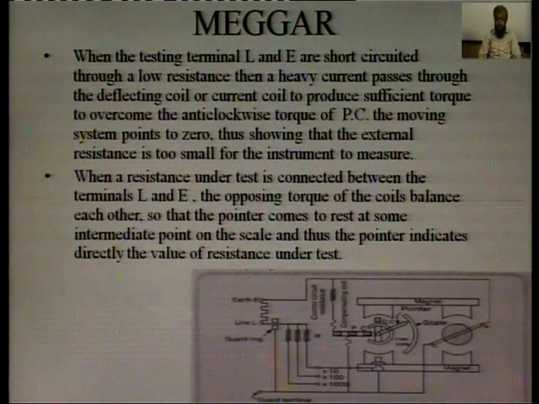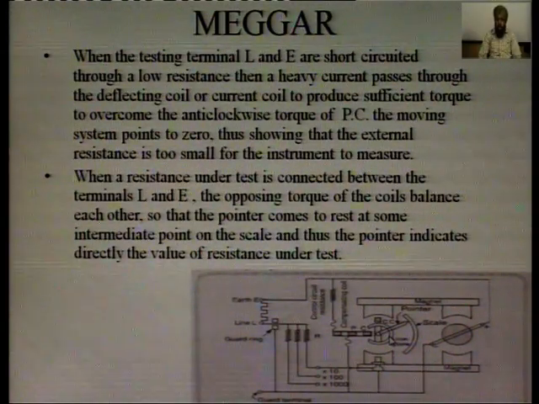Now, when the testing terminals L and E are short-circuited through a low resistance, a heavy current passes through the deflecting coil or current coil to produce sufficient torque to overcome the anti-clockwise torque of the pressure coil. The moving system points to zero, thus showing that external resistance is too small for the instrument to measure.